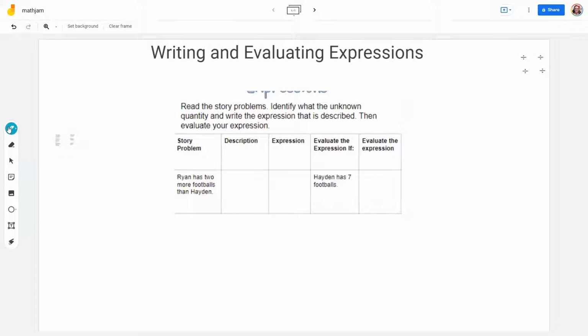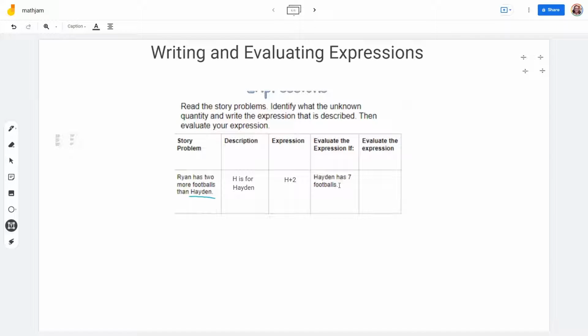So it says Ryan has 2 more footballs than Hayden. We've got to identify the unknown quantity. Well, what we don't know is how many footballs Hayden has. We don't have a clue. So let's start with our description. We'll say H is for Hayden. We need to figure out how many footballs he has before we can find out how many footballs Ryan has. So our expression for that is going to look like H plus 2. Remember, Ryan has 2 more footballs than Hayden.